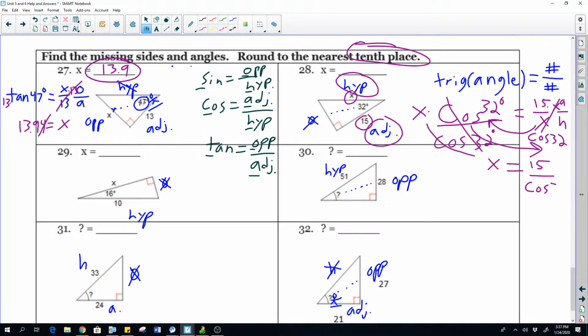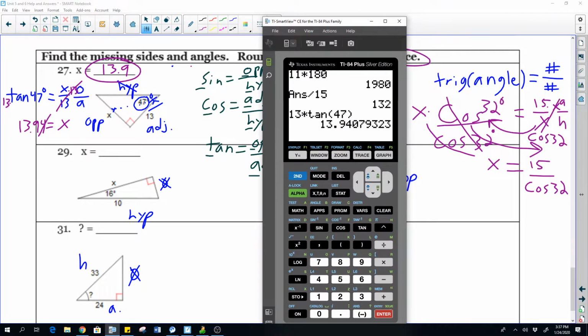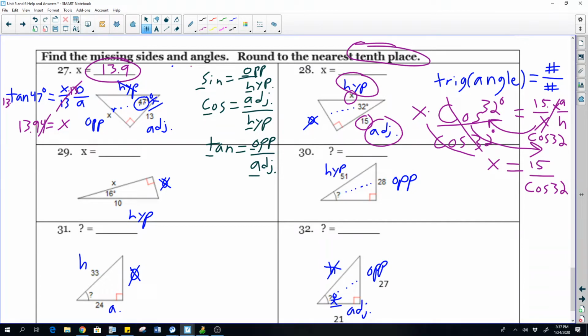And so now we're going to go ahead and plug that in our calculator. There we go. So 15 divided by cosine 32. Bam. So 17.68, which rounds up to 17.7. And so for 17.7, we don't have a measurement there, feet or inches or miles or meters. But hopefully we will on the test. We'll have to see there. And so 17.7 is our answer.